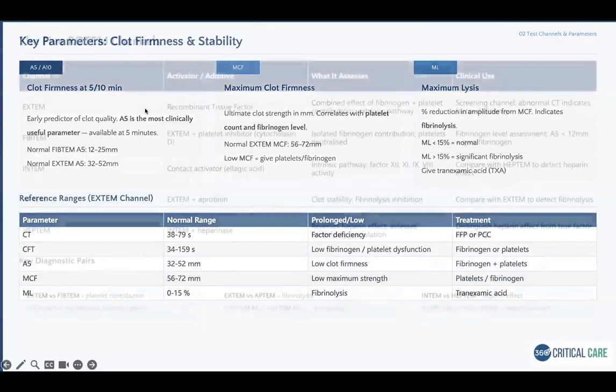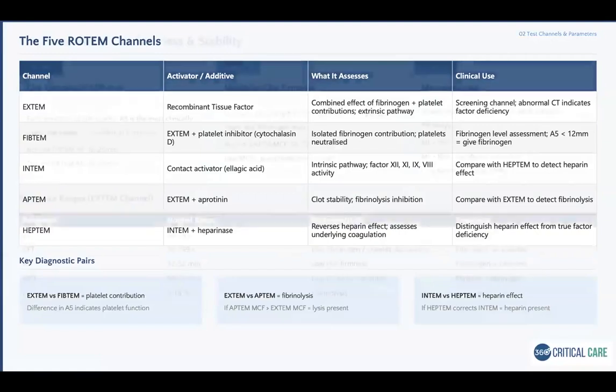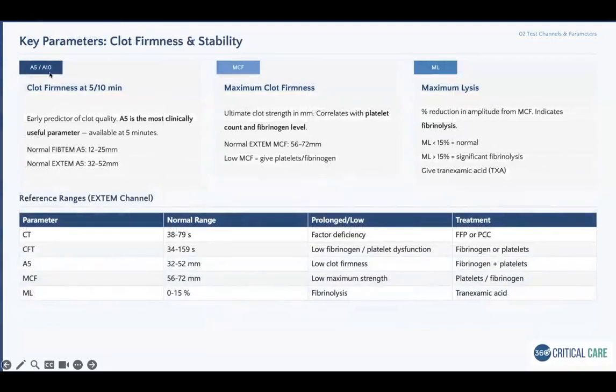Now, these are the channels that you look for, and these are the parameters you look for. So A5, A10, that is clot firmness at 5 minutes and 10 minutes in each of the channels. In FIBTEM, A5 gives you the fibrinogen level. In EXTEM A5, it gives you the combined effect of fibrinogen plus platelet. Okay, it comes within 5 minutes, so this is the early thing that you look for. Normal is if FIBTEM A5 is 12 to 25, that means enough fibrinogen is there. If EXTEM A5 is 32 to 52, that means there is enough platelet plus fibrinogen, right? So within 5 minutes, you will get these numbers.